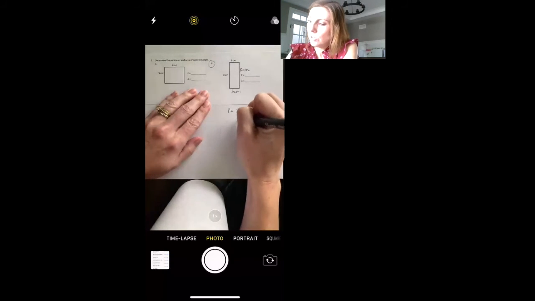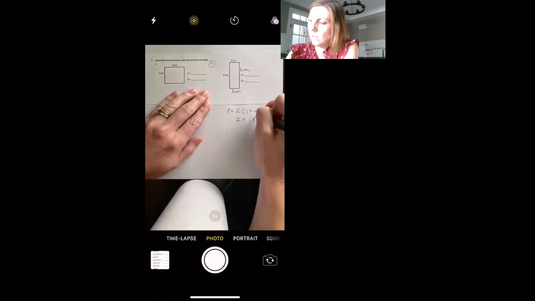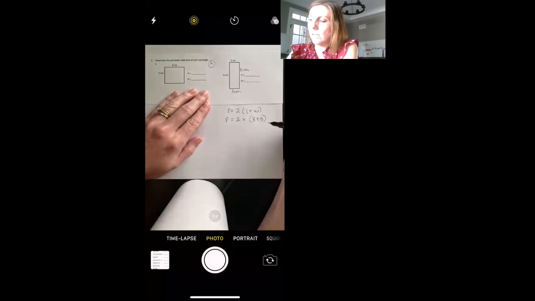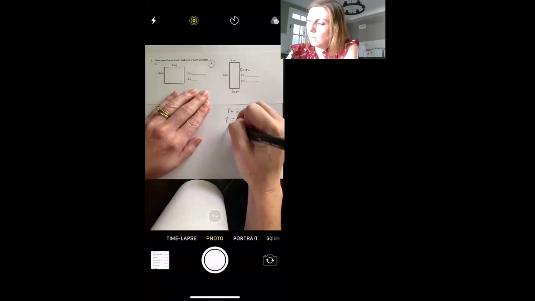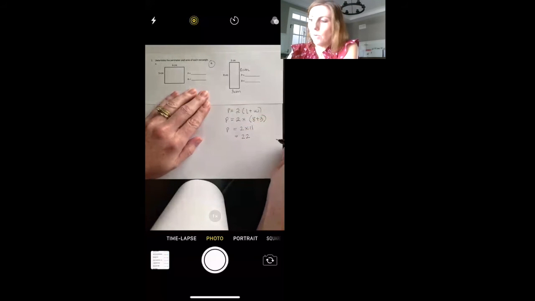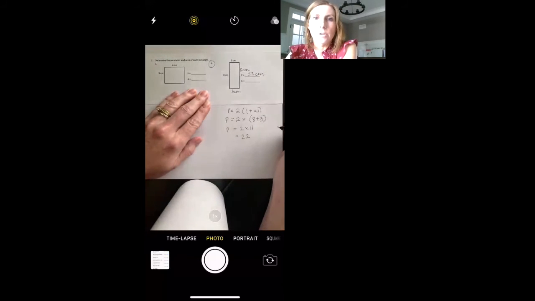I know that I can do 2 times 8 plus 3. Okay, for perimeter. So 2 times 8 plus 3. So 8 plus 3, I'm thinking about 8 plus 3, 9, 10, 11, right? So we have 2 times 11, which equals 22. So our perimeter is 22. And don't forget to label with your unit, centimeters.